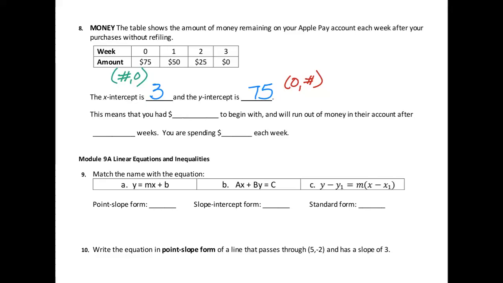So this means you had how much money to begin with? $75 to begin with. And you will run out of money in the account after how many weeks? After 3 weeks. And how much money are you spending each week? $25. How can we tell? If you take 75 minus 50, you get 25. If you take 50 minus 25, you get 25. All the way through.